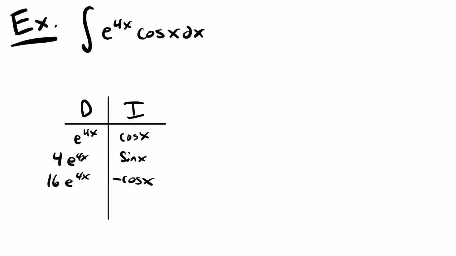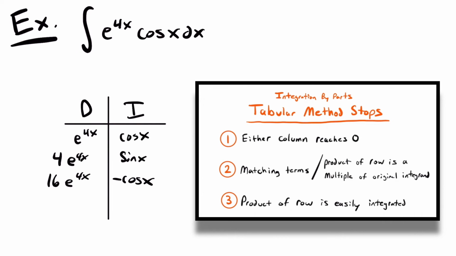All right, and so then we can continue to take the derivative and integrate here, but notice that neither of these columns are going to reach 0. Right, if we keep taking the derivative of e to the power of 4x, it's just going to continue to be e to the power of 4x times some constant. And then if we integrate cosine of x, we're going to get back sine of x, and so it's just going to alternate between sine and cosine. And so neither of these columns will reach 0, which means we can't use that first stop from earlier. Instead, we are going to have to use one of the other two stops.